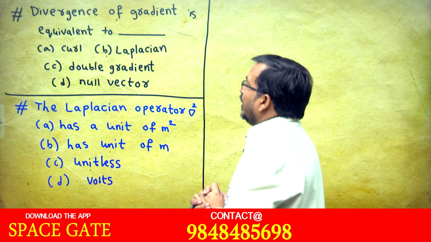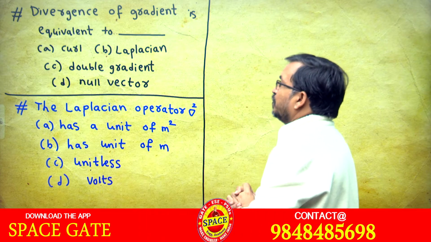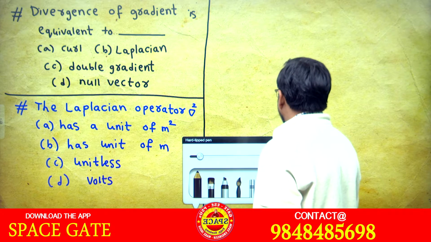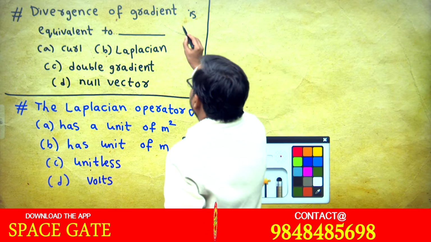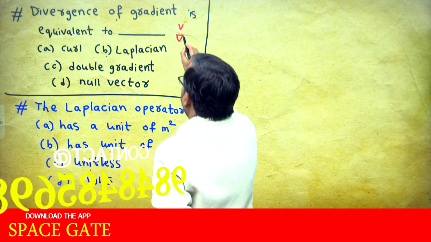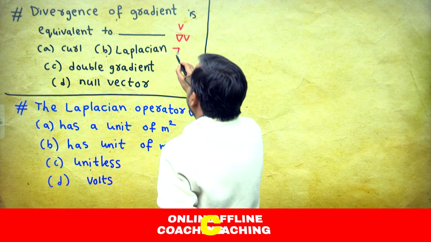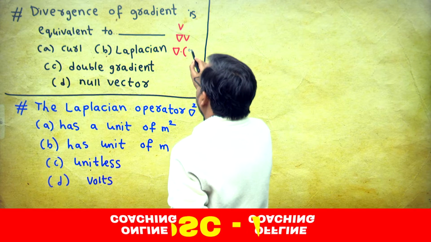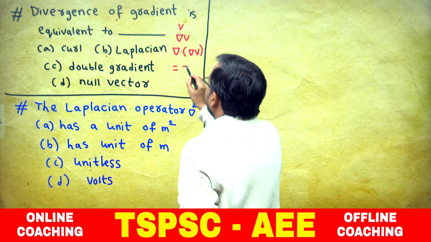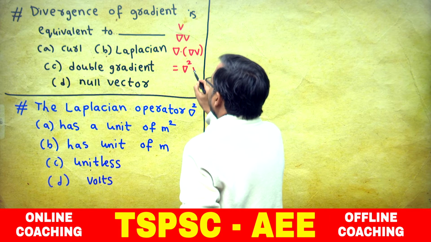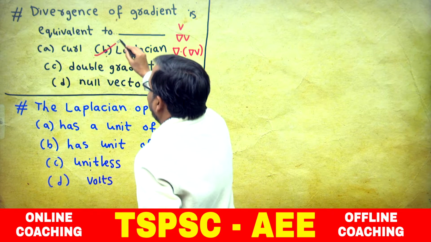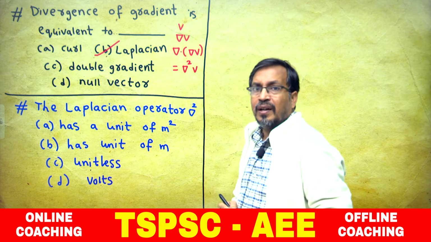Divergence of a gradient is equivalent to, just now we discussed divergence of gradient. Gradient means I am considering input as V, then its gradient is del V, then divergence of gradient is del dot del V, that equals to what? Del square V. So, divergence of gradient is what? Laplacian. This is the answer.